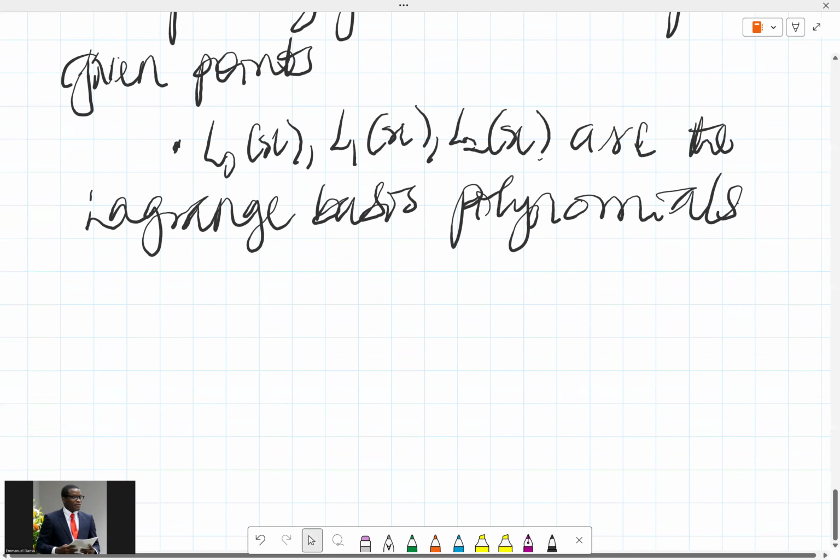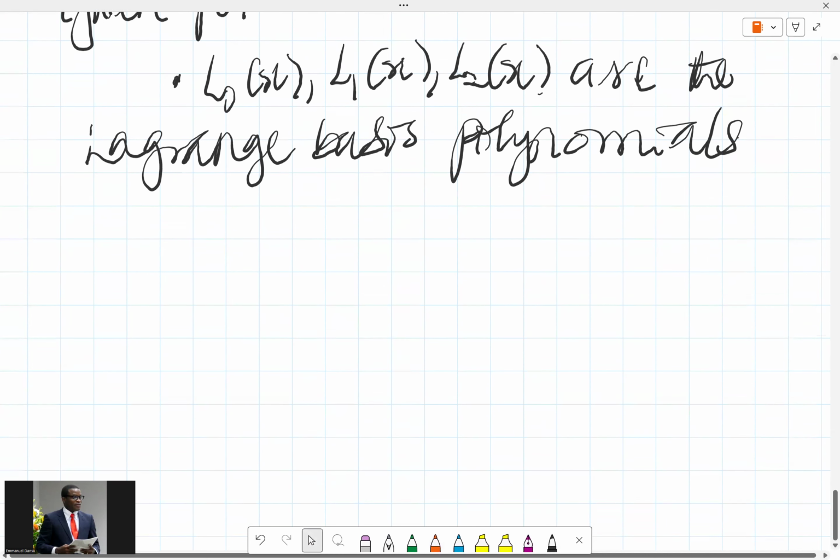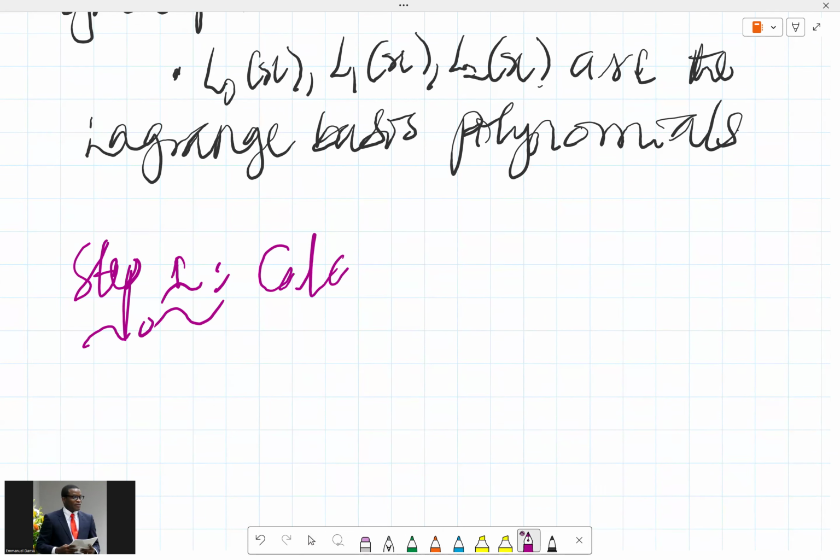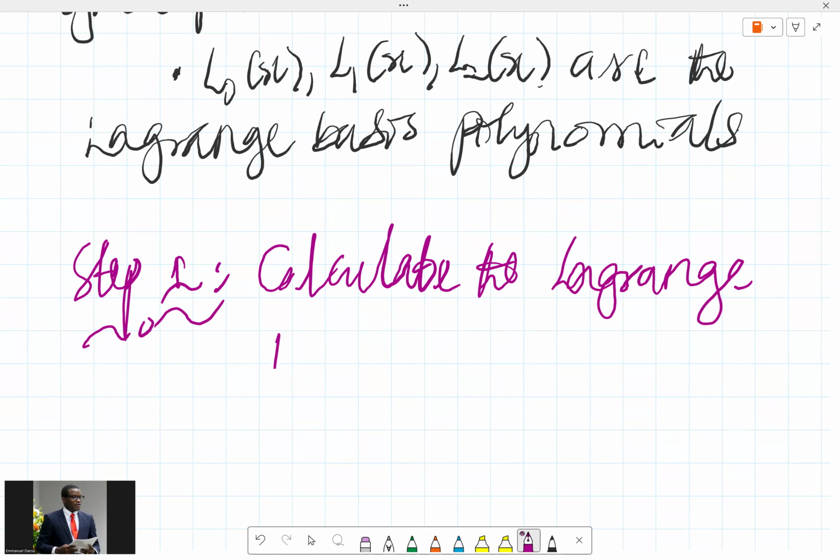Okay, so let's go ahead. The step 1 we're going to take here will be this: calculate the Lagrange basis polynomials.